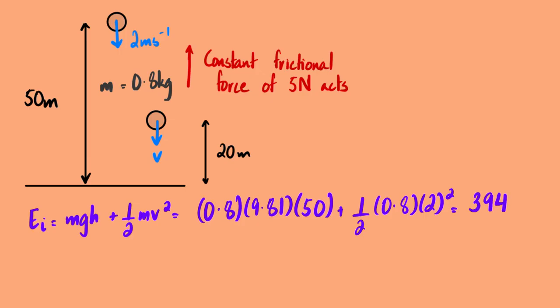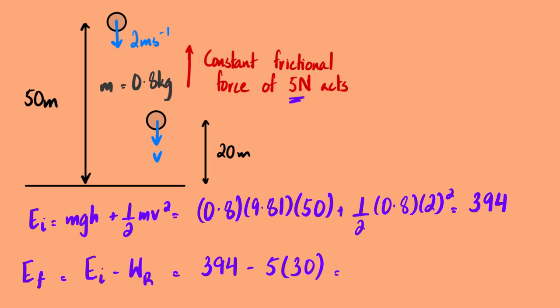Now again, it's up to you. As long as your concepts are clear, you can do this any way you see fit. What I'm going to say next is that the final energy will be the initial energy minus the work done against the resistive force, which is 394 minus the work done. So a constant frictional force of 5 Newton acts. What distance does this force act through? Which is this, which is 30. So that is minus 5 times 30. So that's 394 minus 150, which is 244 joules.